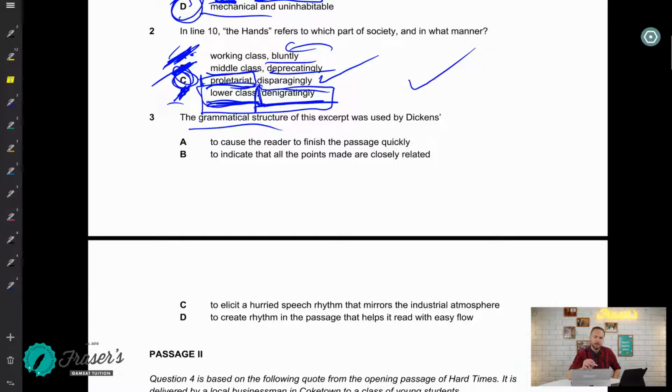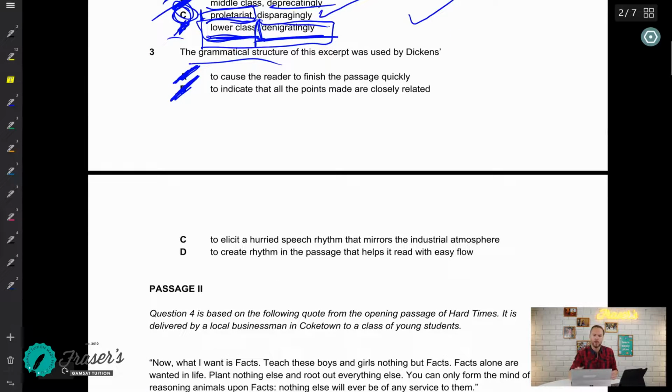No, that's not a purpose of a grammatical structure. That really depends on the reader themselves. We got B, to indicate that all points are closely related. No, that's also not the purpose. We're looking for an effect. Like, what effect does this grammatical structure have on the reader? It's talking about art, really. C, to elicit a hurried speech rhythm that mirrors the industrial atmosphere. There you go. That looks way better.